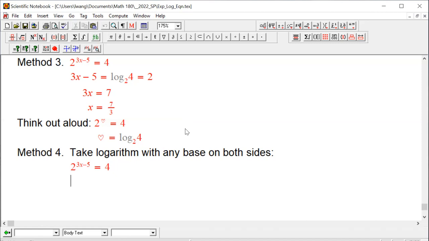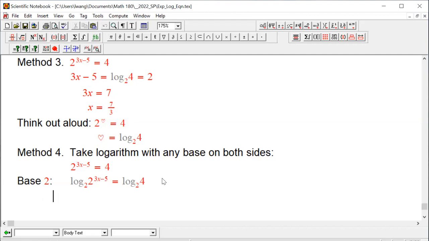So if I choose log base 2, that seems to be the most natural, right? If we choose base 2, no problem, right? So both sides are positive. How do I know? Because 2 to the power anything is always positive, right? So I'm going to choose log base 2 on both sides.